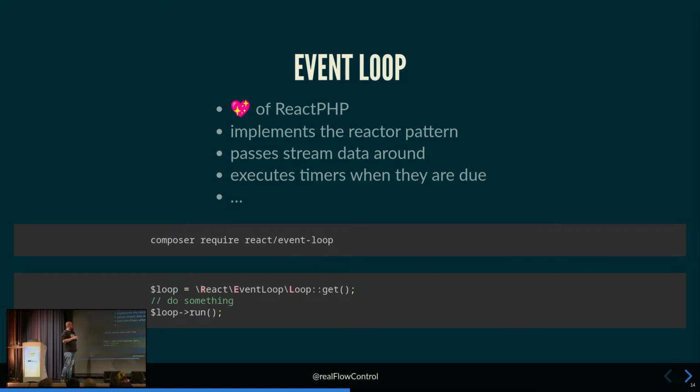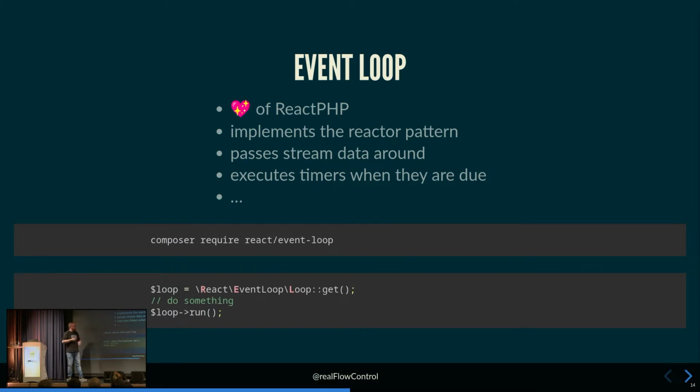What you usually see in all React applications is that somewhere in the code, usually at the start, you fetch your event loop. Then ReactPHP checks if you have any extensions installed that will help it, like ext-uv or ext-event. If you don't have those installed, it falls back to the stream select API. Then you register your event handlers and all these things. You do something, and then you call loop run.